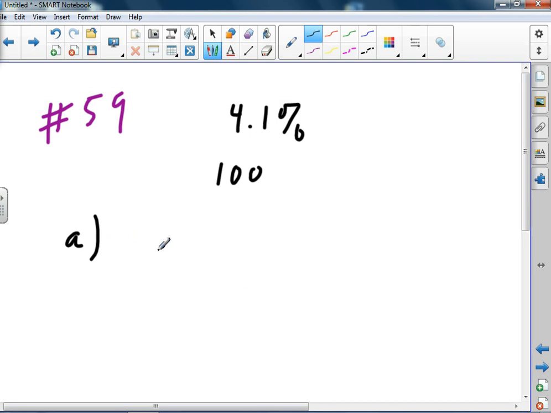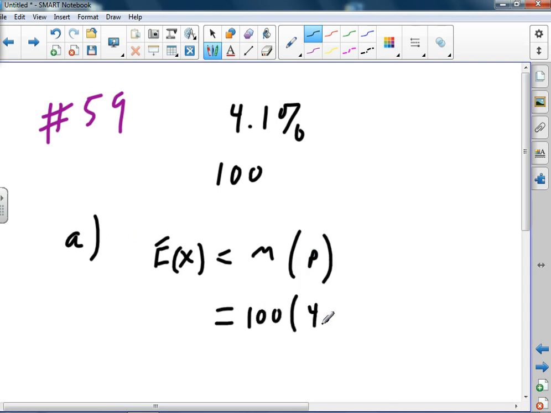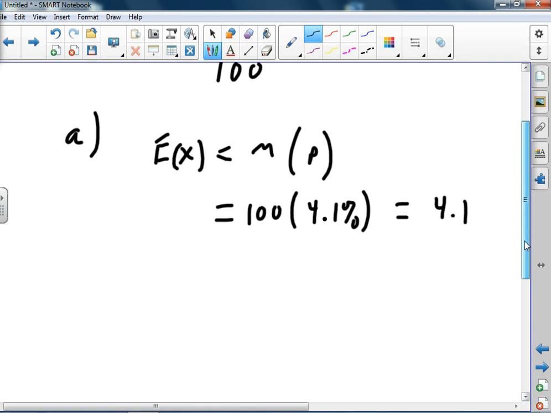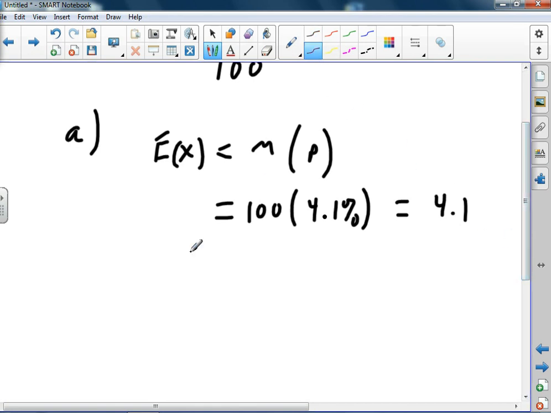Okay, so the expected number of people unemployed would be the number times the probability. 100 times 4.1%. 4.1 people? Yeah, 4.1 people. This is where I can't have a fractional person, right? So I'd probably say 4.